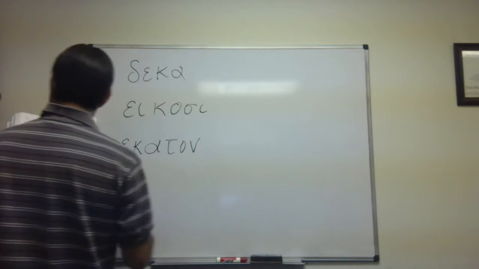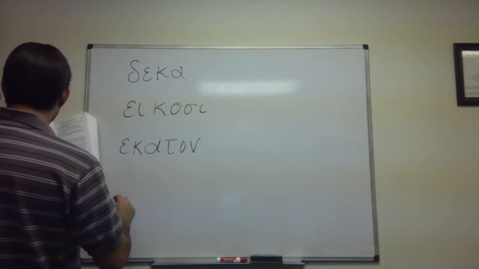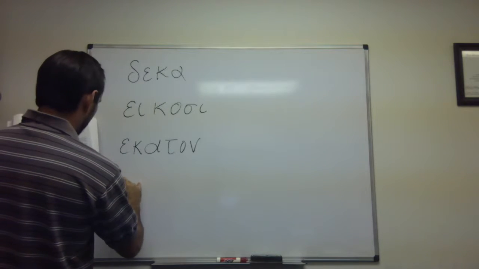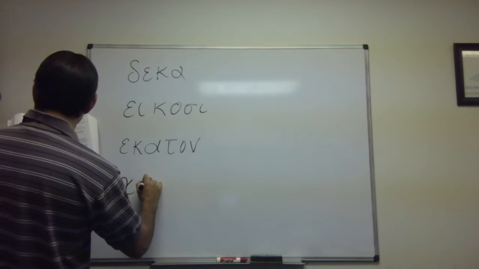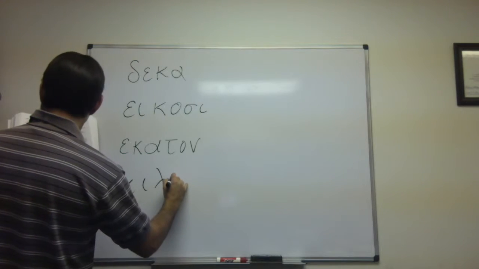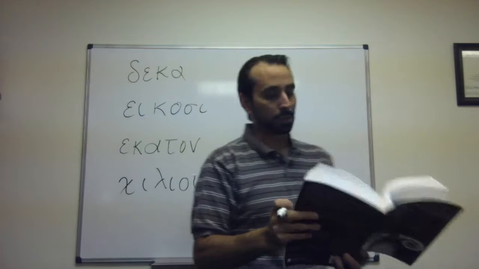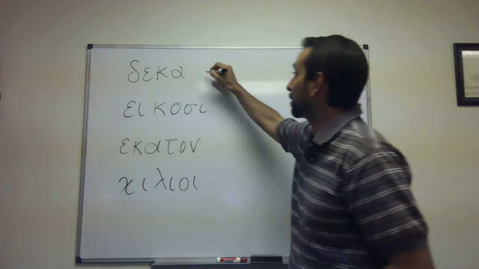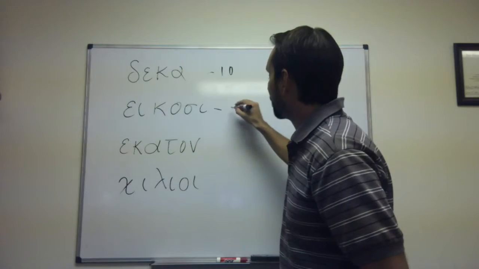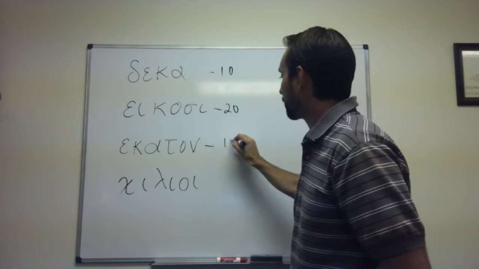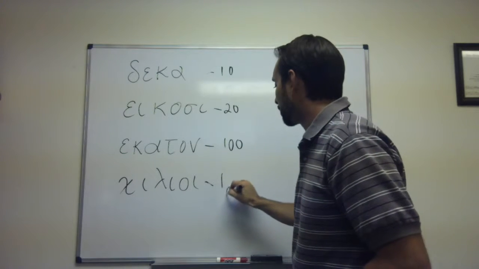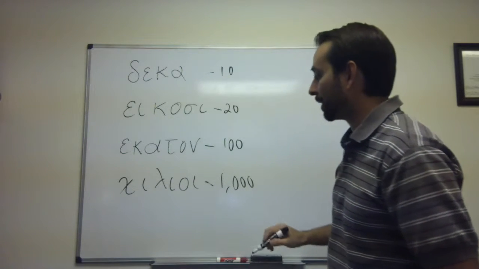Ekaton. And there's a word for 1,000. And he's giving you all of these on that page there, on page 158. So this is your word for 10. This is your word for 20. This is your word for 100. And this is your word for 1,000.